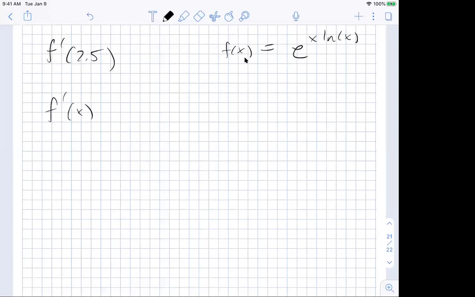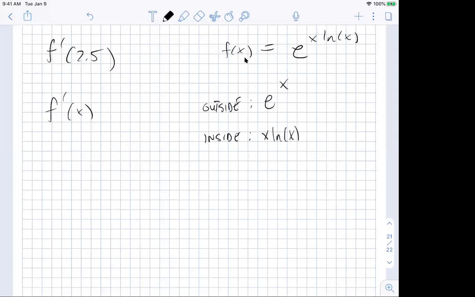Okay, so this is another chain rule problem. The outside and the inside are much easier to find, though, than with just looking at x to the x. So the inside function here is what? Perfect. X times the natural log of x. The outside function? E to the x. Yeah, perfect.